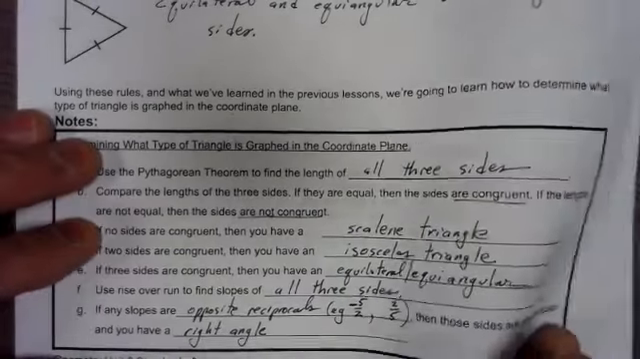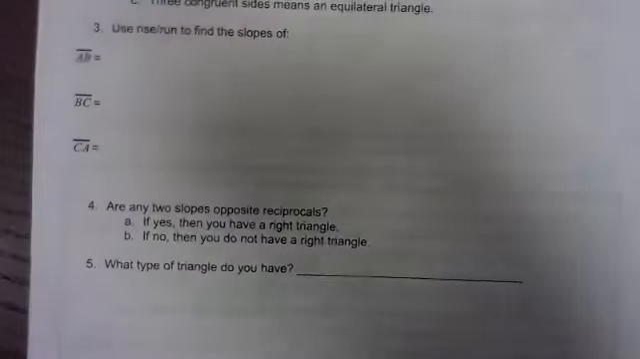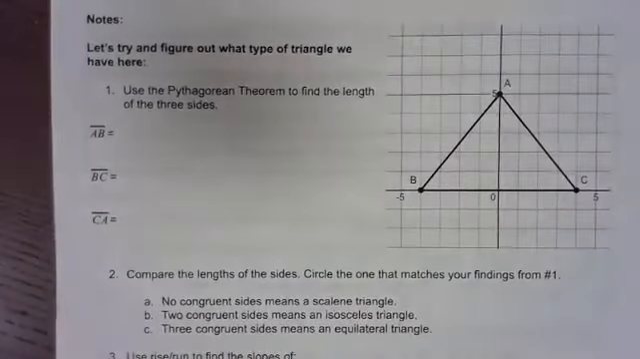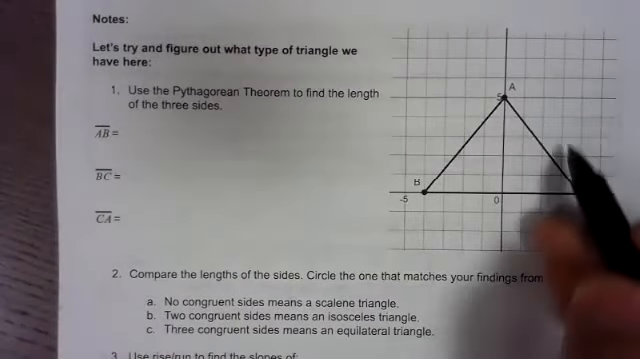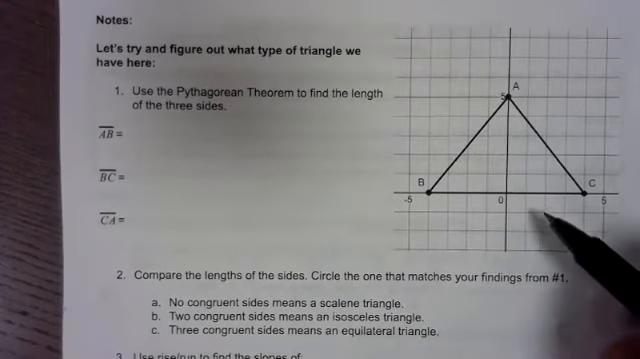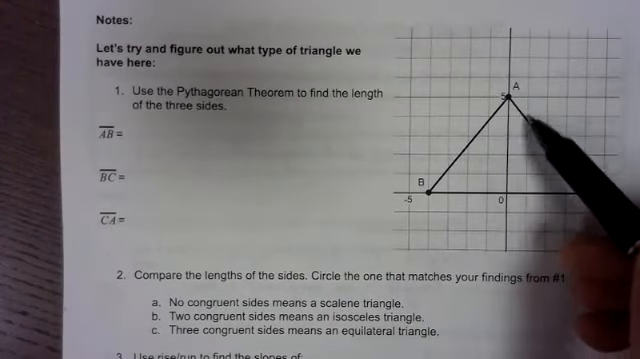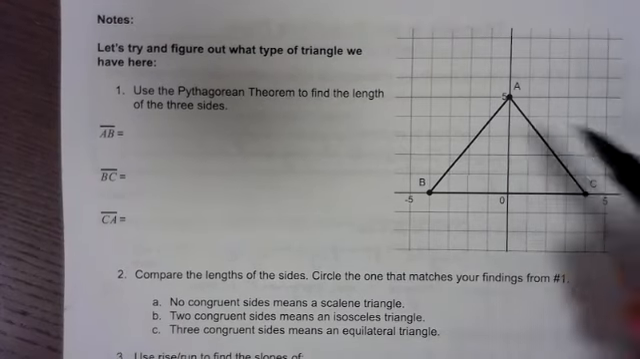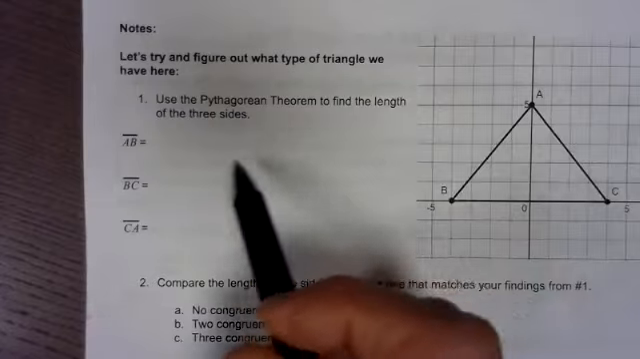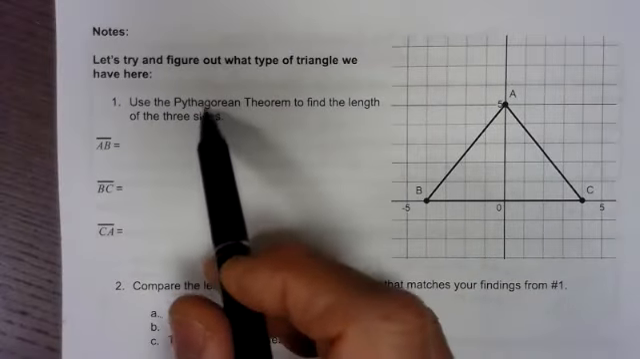Okay, let's flip over to the next page. We'll do our first sample problem here. So we have a triangle graphed in the coordinate plane, and just by appearances, it looks like it could be isosceles, and this angle here looks like it could be a right angle, but I'm not sure, so I have to check to make sure. So what we're going to try to do is figure out what type of triangle we have.